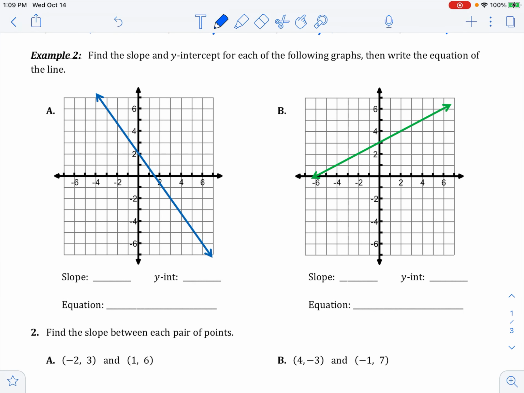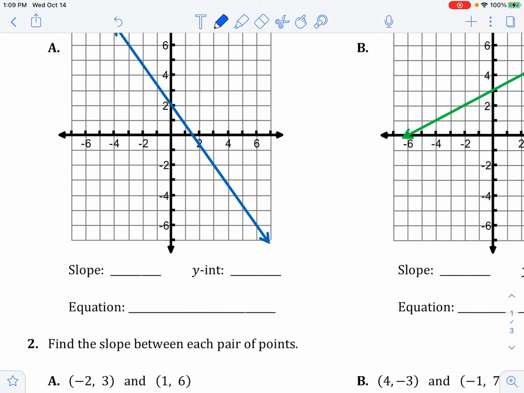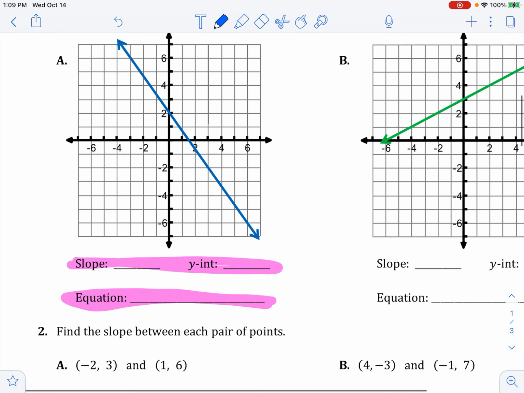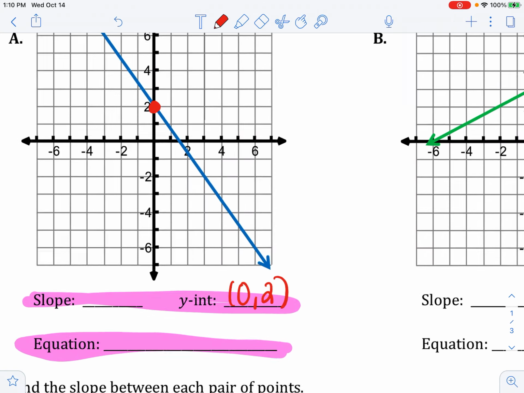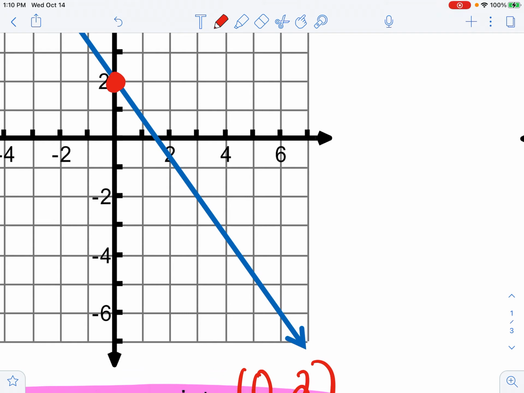Okay, next part. Find the slope and y-intercept for each of the following graphs, then write the equation of the line. I want you to realize the first part was the baby steps to get you to where I need you to be. So I'm going to do the y-intercept first, just like I usually do. The y-intercept is right here, and that is (0, 2). So now I know b is 2. Got that part. Now I need the slope, so I want to pick another point that I can tell where it's at.